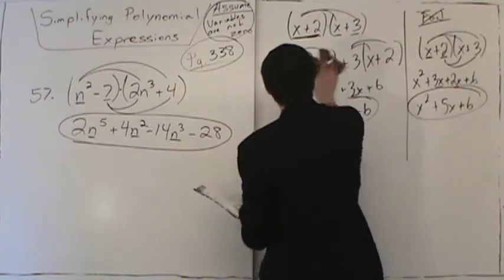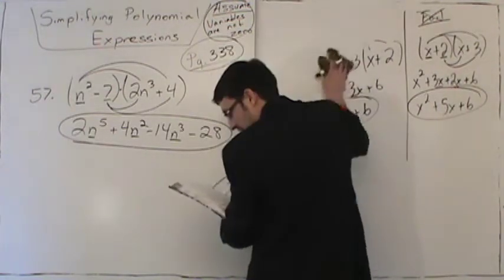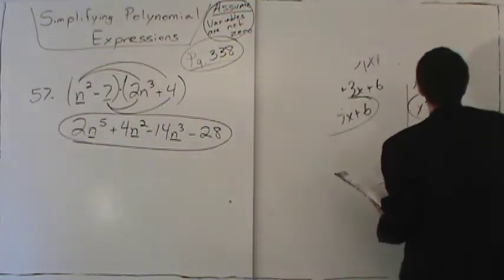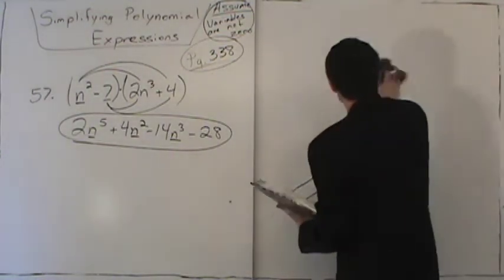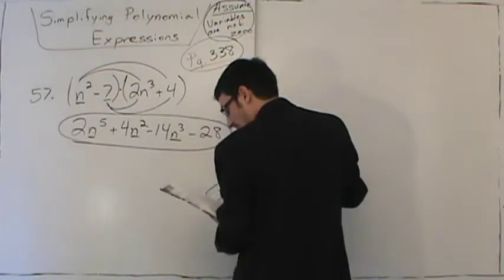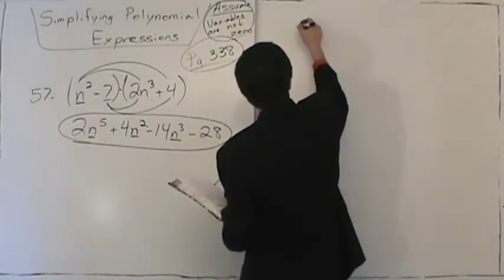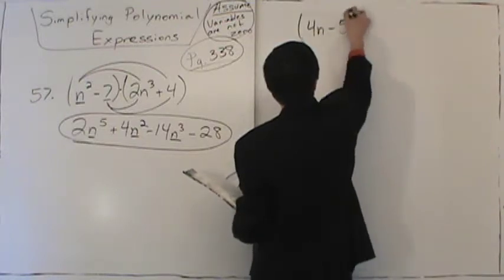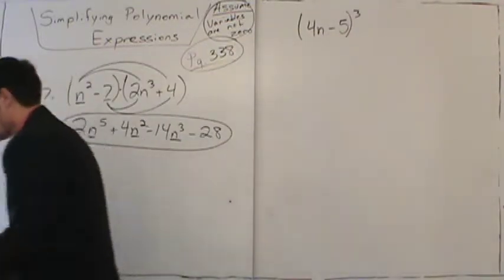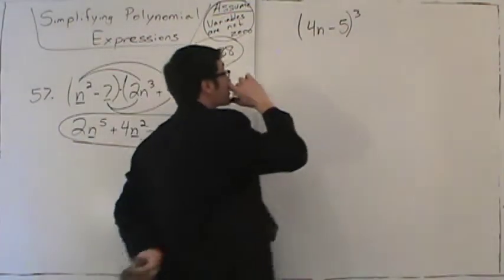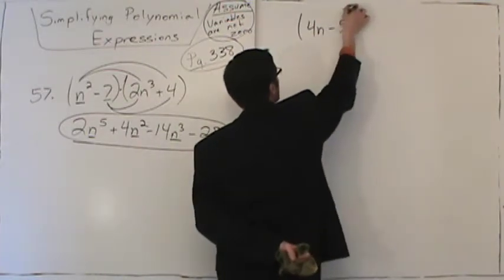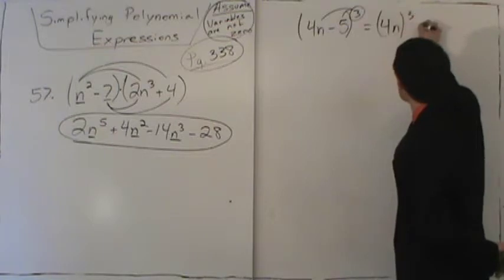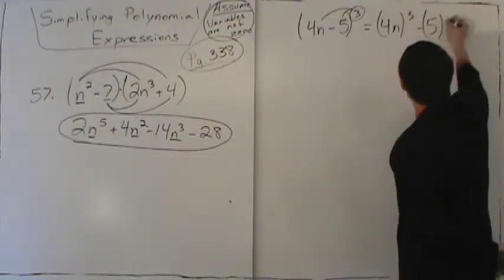This is like your homework question number 58, but we're going to do 59. Looking at question number 59, this is probably the most important question of all. Quantity 4n minus 5 to the 3rd power. Question: do exponents distribute over addition? Is this equal to quantity 4n cubed minus quantity 5 cubed?